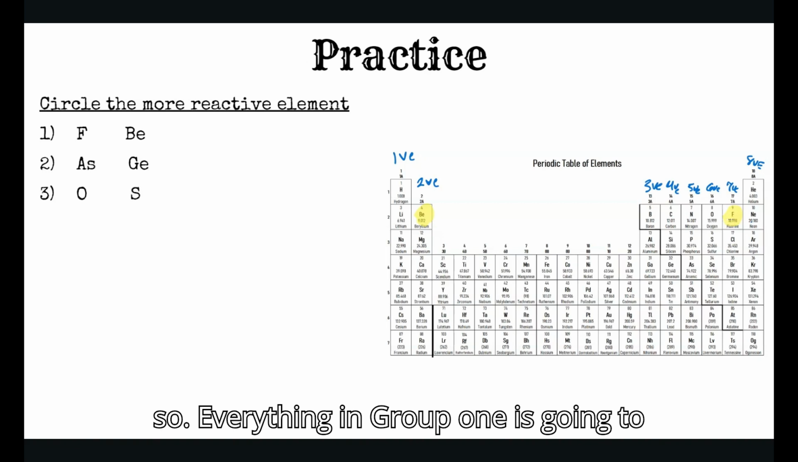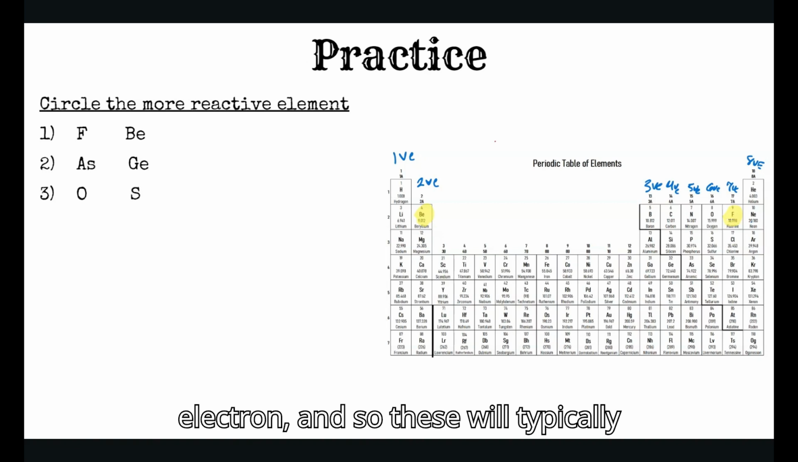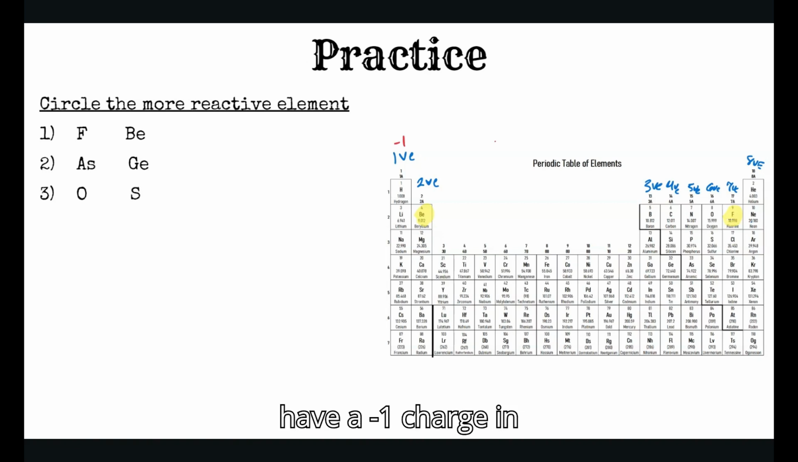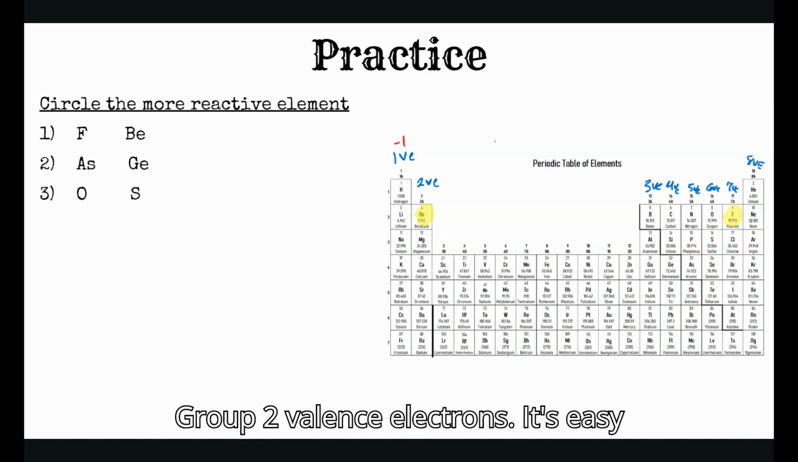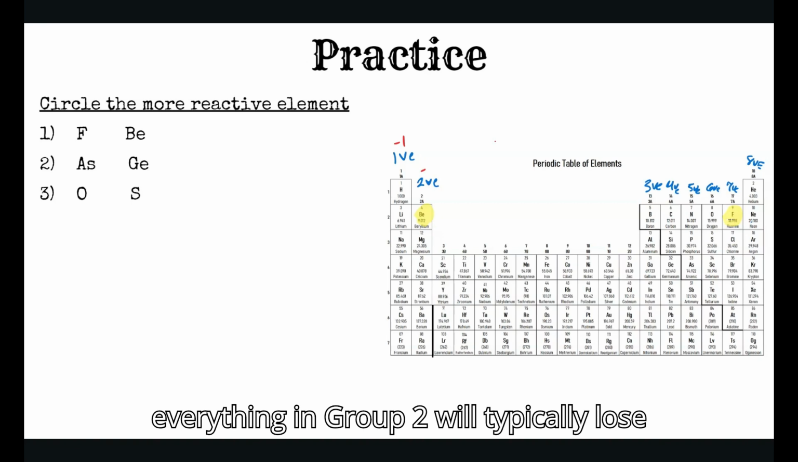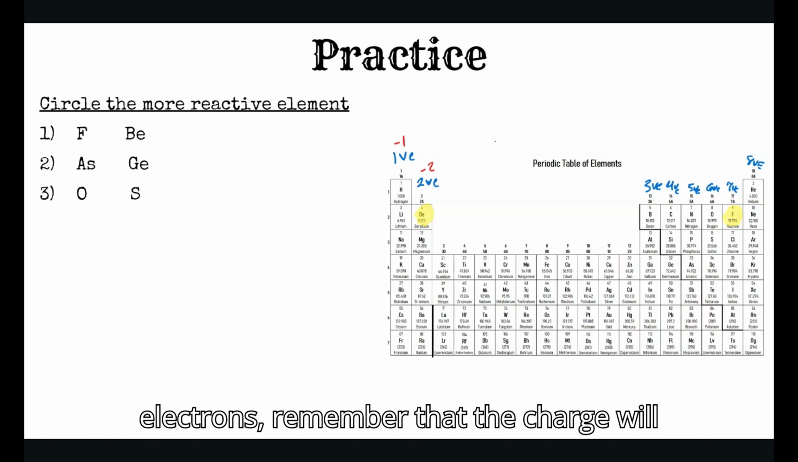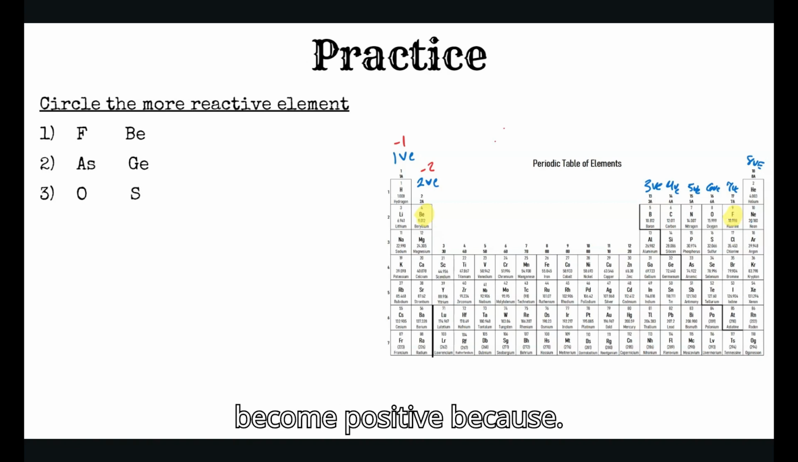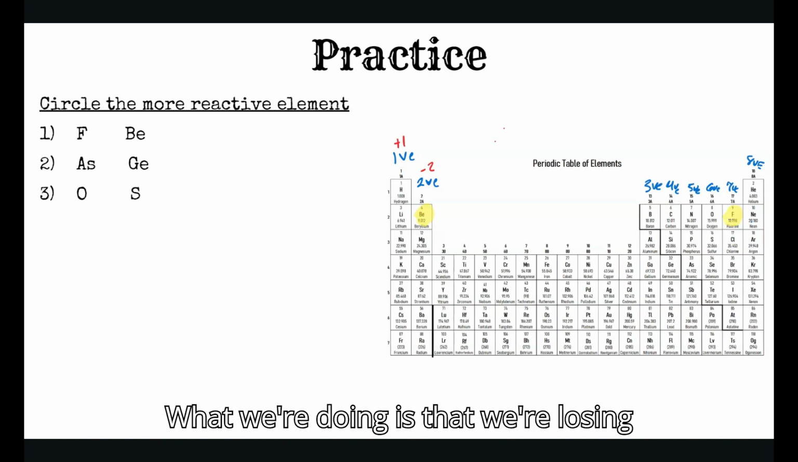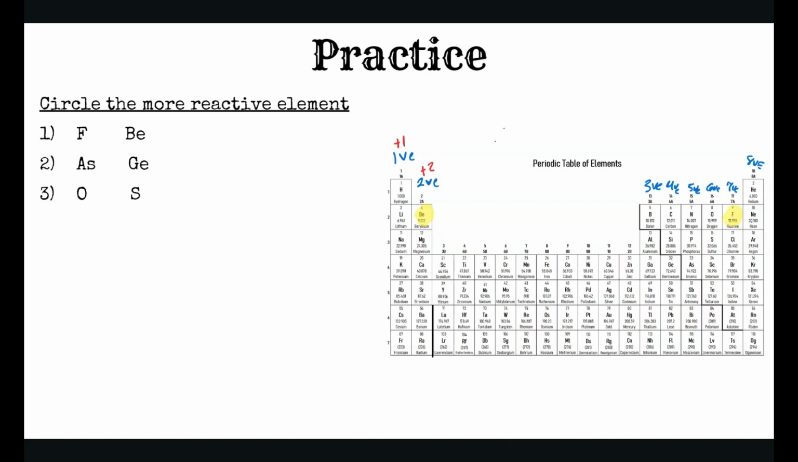So, everything in group one is going to want to lose that one valence electron, and so these will typically have a positive one charge. In group two, two valence electrons, it's easy to lose those two valence electrons, so everything in group two will typically lose those two valence electrons total. Now, whenever we lose electrons, remember that the charge will become positive because what we're doing is that we're losing negativity. So whenever we lose negativity, the atom will become positive.